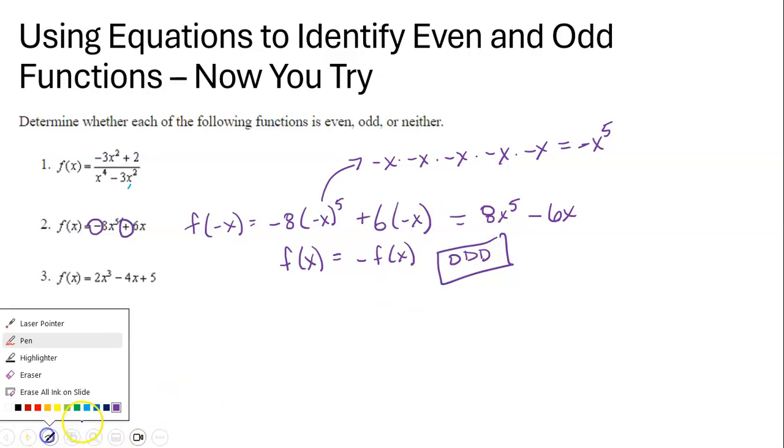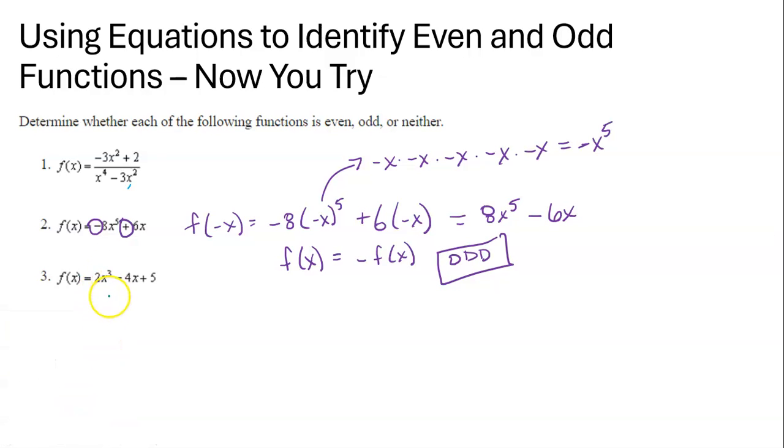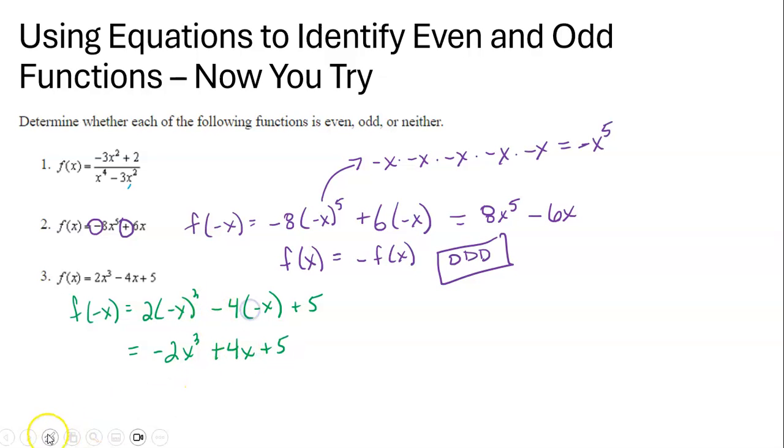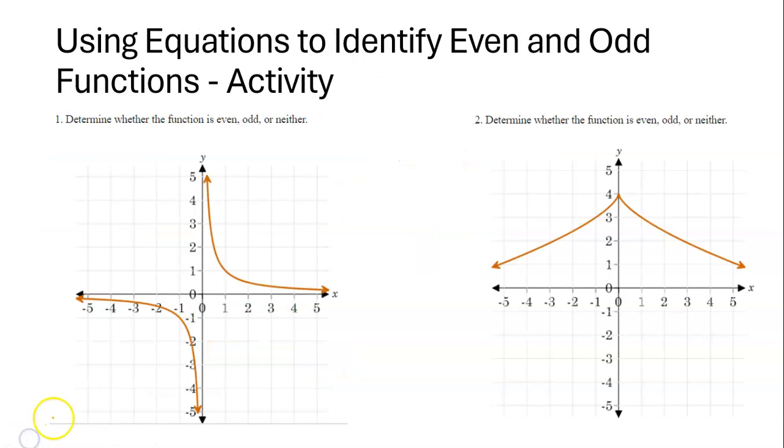Okay. Pick a different color. Lastly, this one is f of negative x, so let's see, we plug that in. Minus 4 plus 5. So this is going to be negative 2x cubed plus 4x plus 5. Now we've changed this sign. We made that negative, and we changed this sign. That's positive, but this is the same. So this is a neither situation.